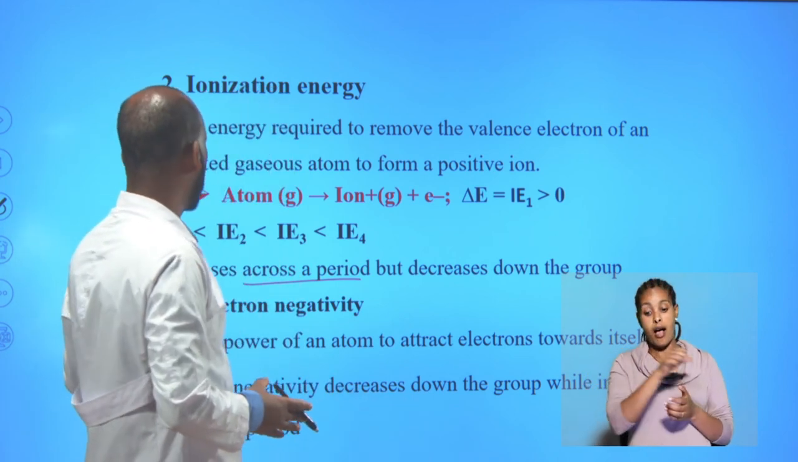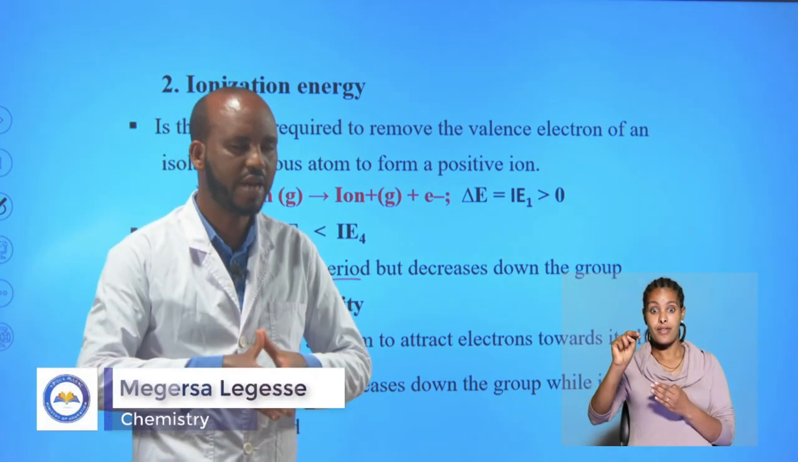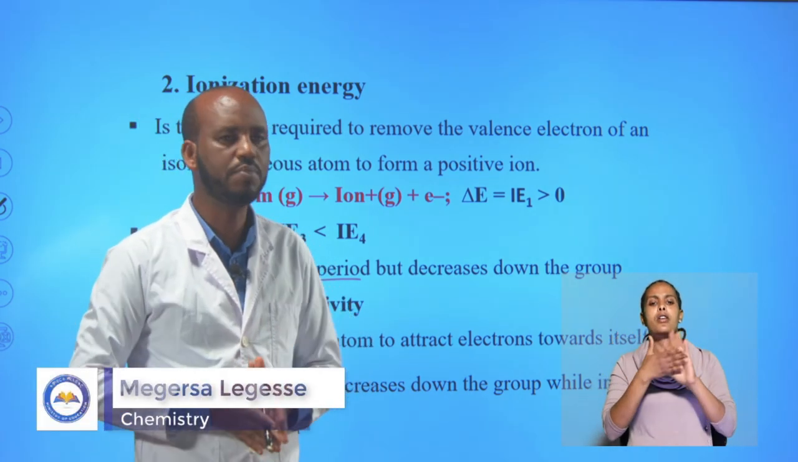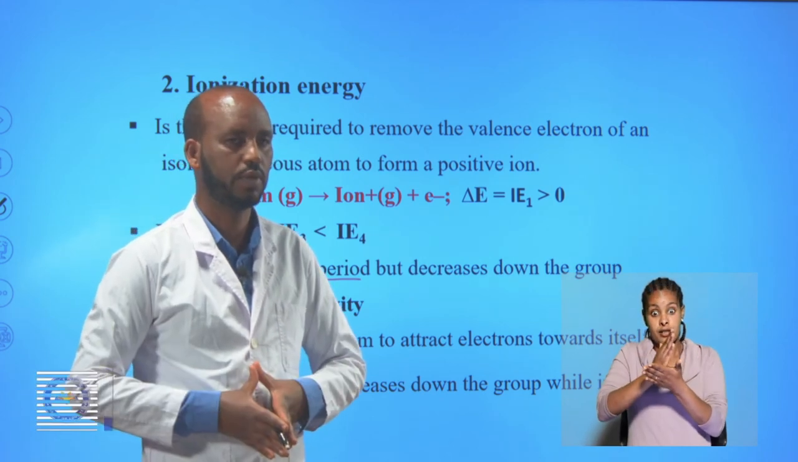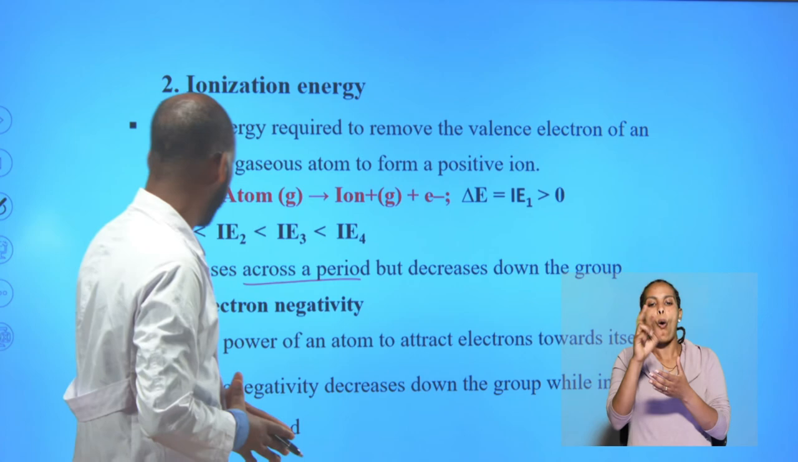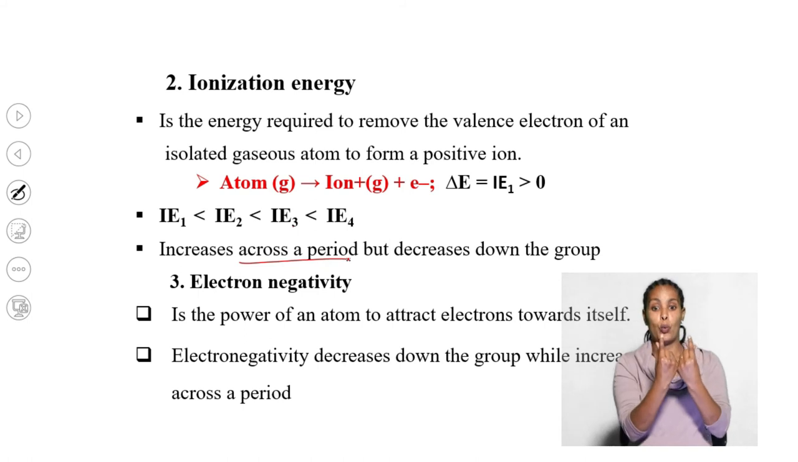The other one is electronegativity. Electronegativity is defined as the power of an atom to attract shared electrons, bonded electrons. Electronegativity decreases down the group while it increases across a period.